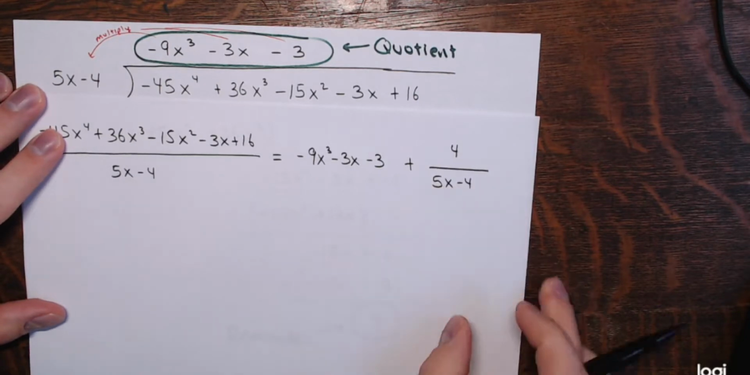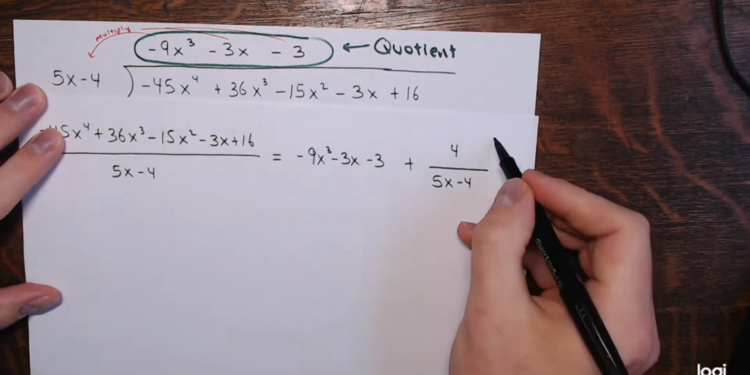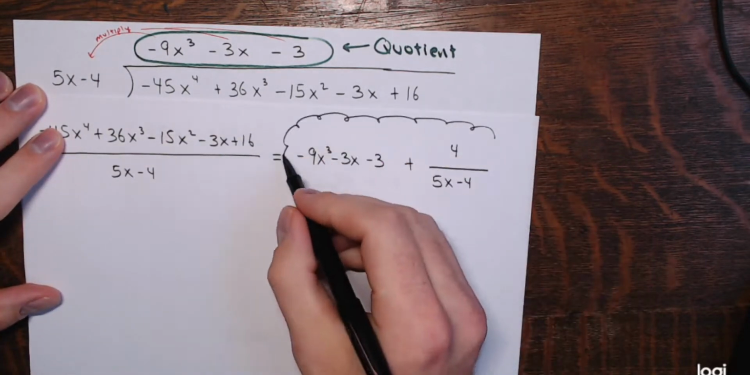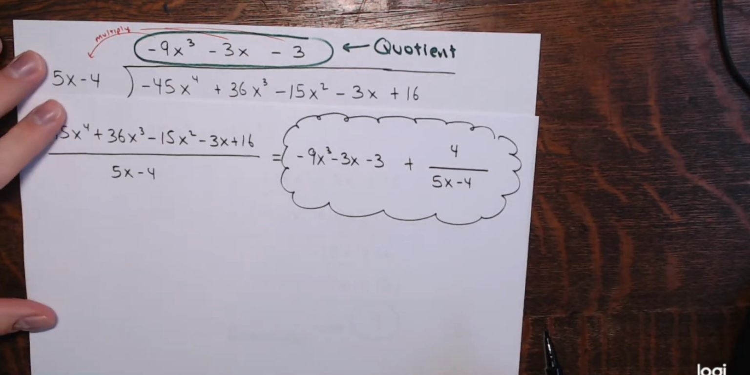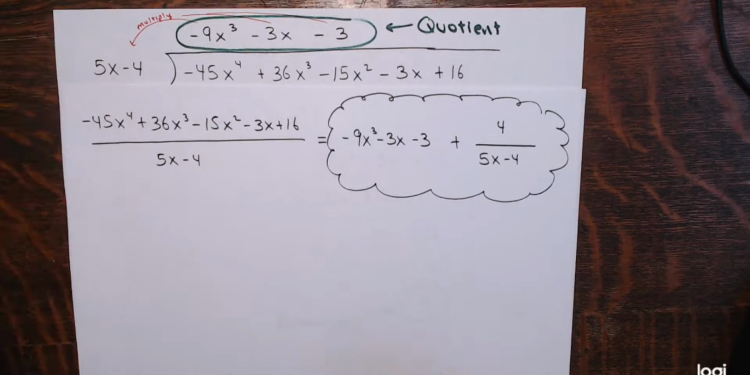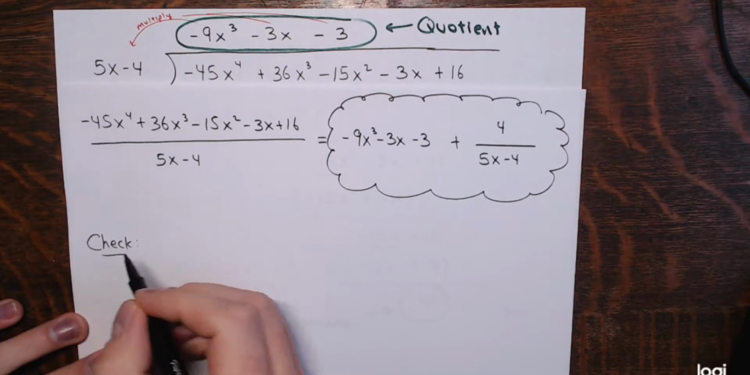Right? The remainder was 4. Right? And this is what they want. The result of the division, the quotient plus some fraction plus remainder over divisor. All right, now I'll do the checking one more time here. Let's check by hand, see if we got this right.